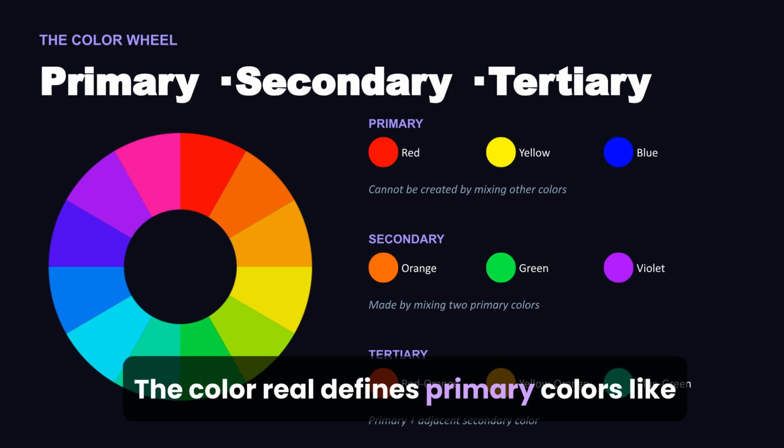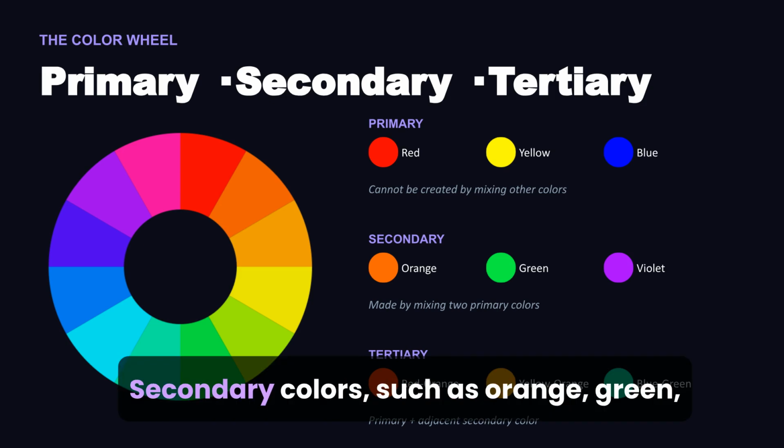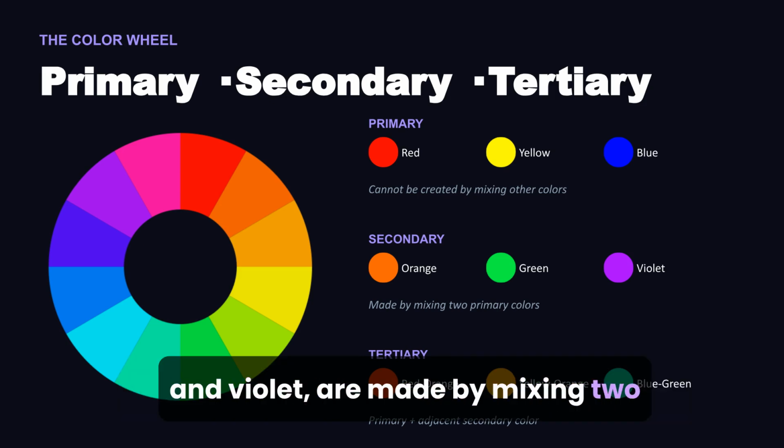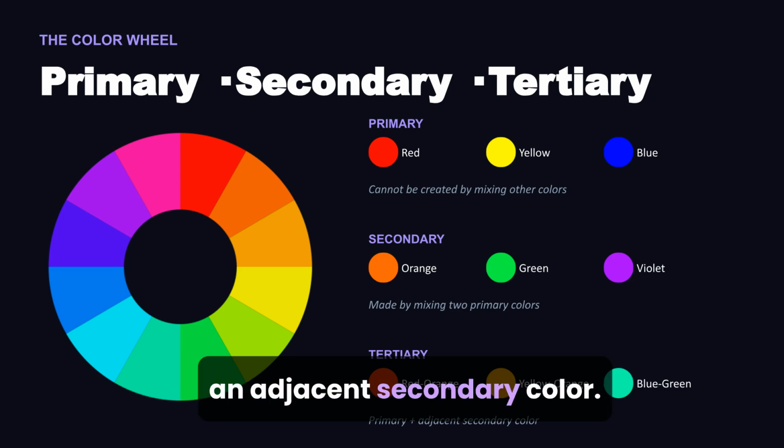The color wheel defines primary colors like red, yellow, and blue, which cannot be mixed. Secondary colors, such as orange, green, and violet, are made by mixing two primaries. Tertiary colors combine a primary with an adjacent secondary color.